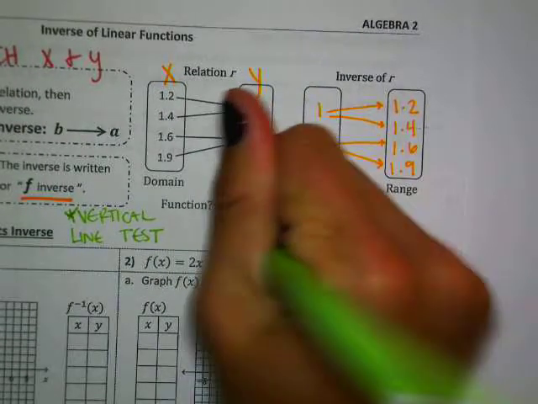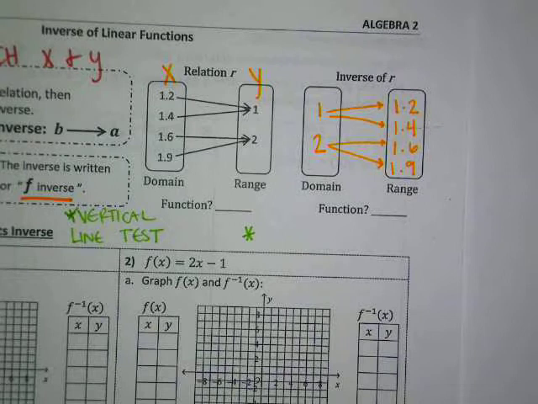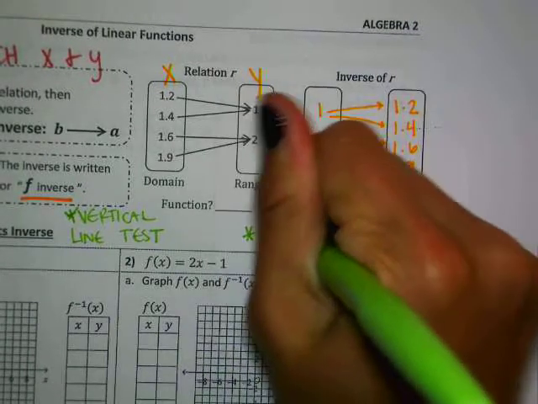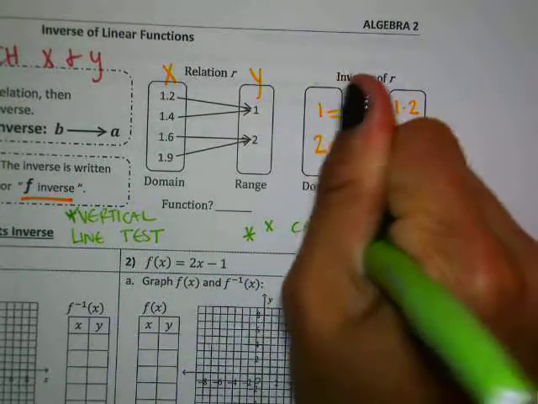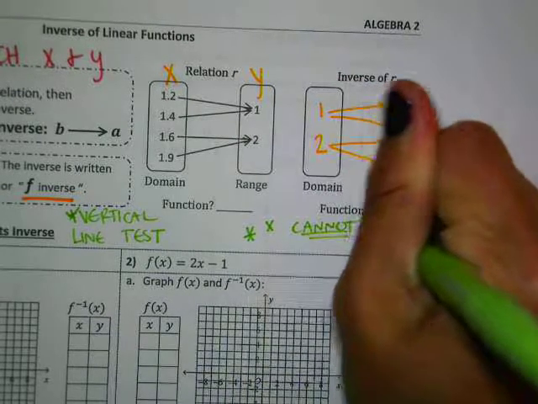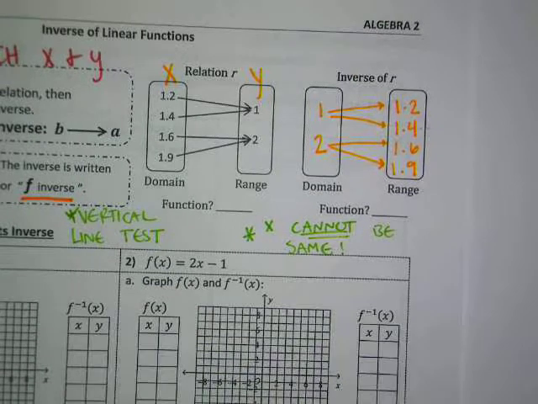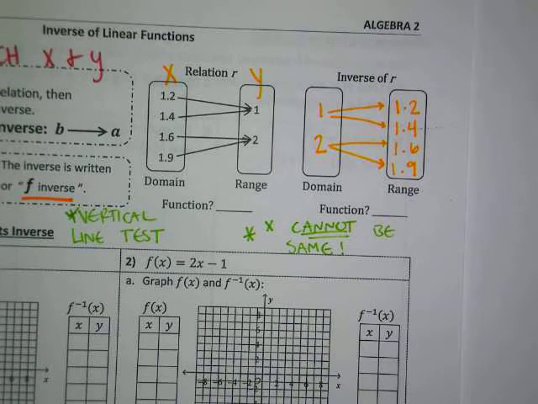Do you remember what to look for if you have a table? Something about the x's. The same x. Right. X cannot be the same. So if we have a table, we're going to look at our x values and see if any of them repeat.